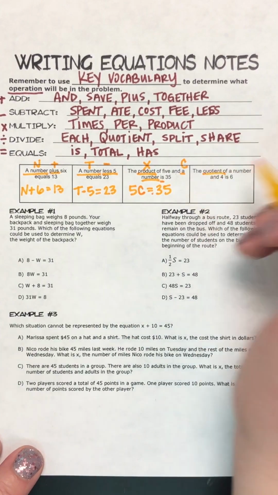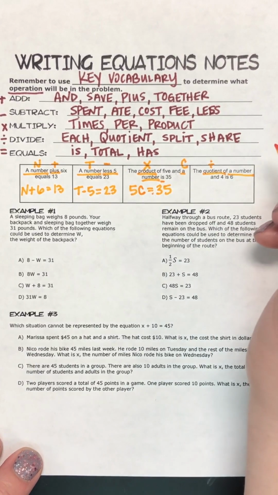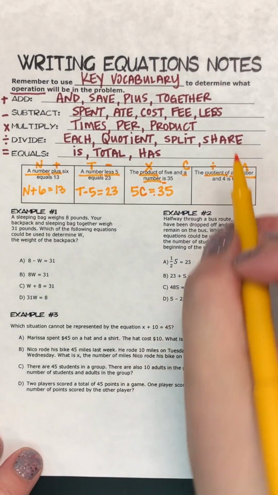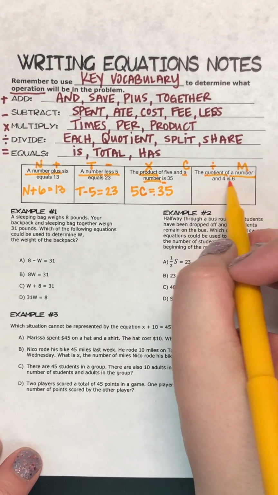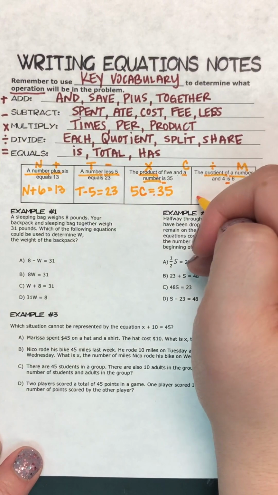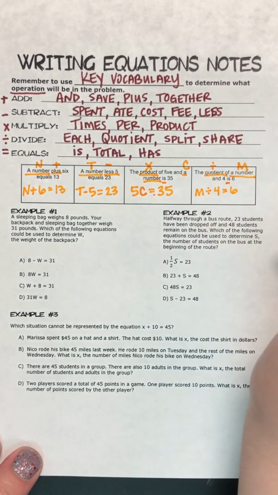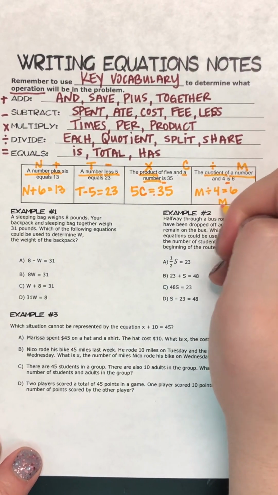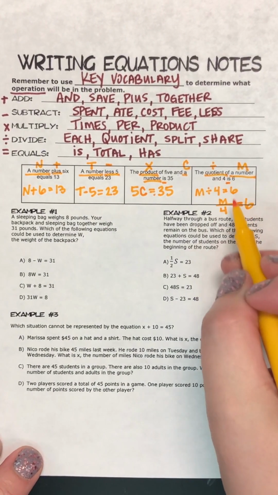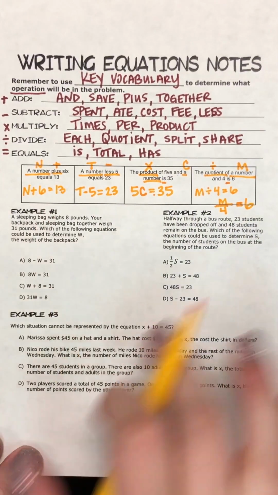The last one is the quotient. Remember, quotient is division. For this one, let's use M for McDonald. So the quotient of a number and 4, and then we have that is, an equals word, equals 6. So we're going to do M divided by 4 equals 6. We could also write this one M over 4 equals 6, because remember, a fraction is just another way to write division. Those are our 4 short and sweet ones. Now let's break down some bigger ones.